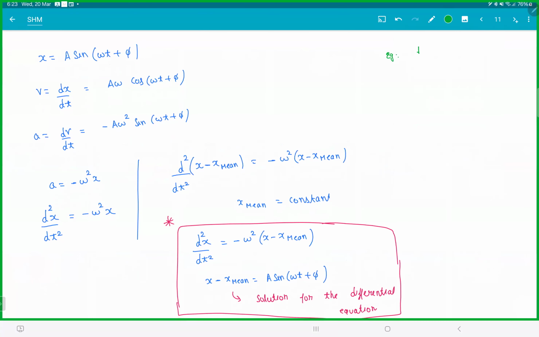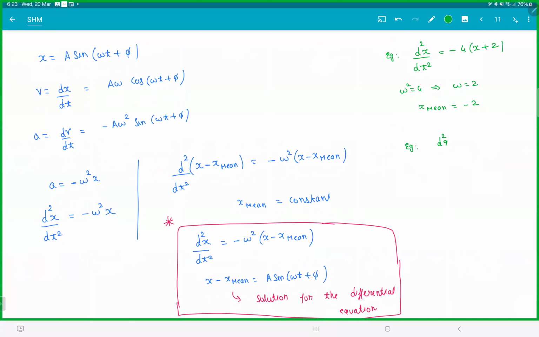So let's say tomorrow we get something like d square x by dt square equal to minus 4x minus 2. This is a simple one. This was a Mains level question or BITS, I guess. So here omega square is 4. The question is find time period. Omega is 2. Time period is 2 pi by omega. x mean is minus 2.